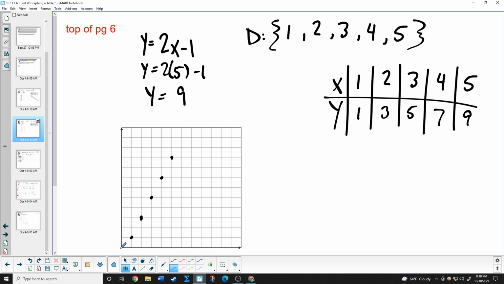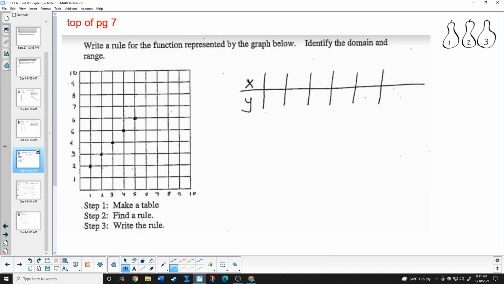The question I often ask is, hey, could we have plugged in 6 if we wanted to for x? And the answer is no, because this was our specified domain, only those 5 points. All right, let's keep it going. We're going to skip this problem for now. We're actually going to come back to it at the very end. So let's go to this one.